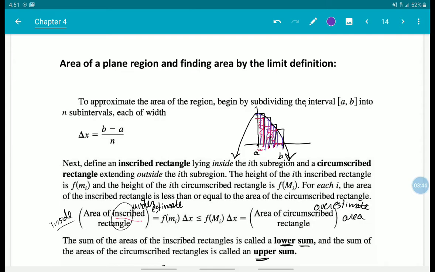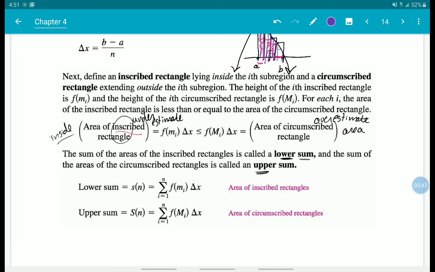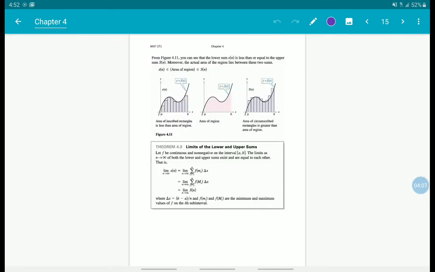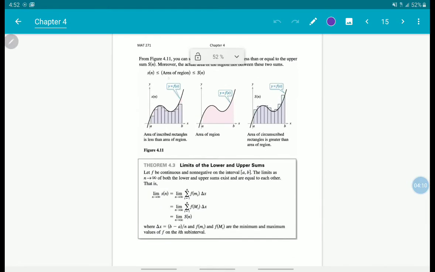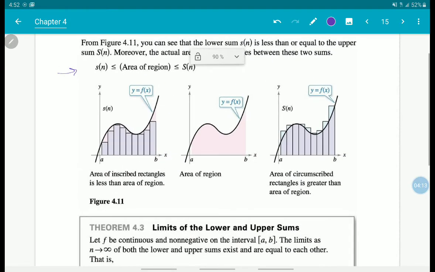So then what this inequality is going to try to say is that we're going to have a lower sum where the rectangles are going to underestimate the area. We're going to have an upper sum where they're going to overestimate the area. So then what's the actual area? Well, the actual area has to be in between whatever those rectangle areas are. That's what this inequality is saying here. They're using lowercase s of n to talk about the inscribed and capital S of n to talk about the circumscribed. So that actual area has to be between that lower sum and that upper sum.